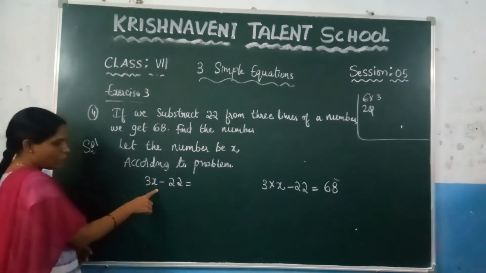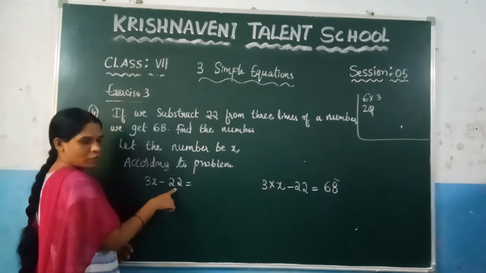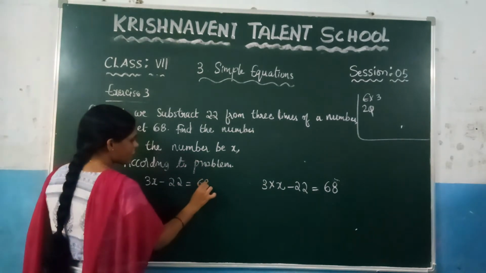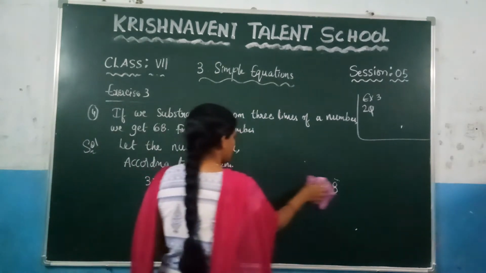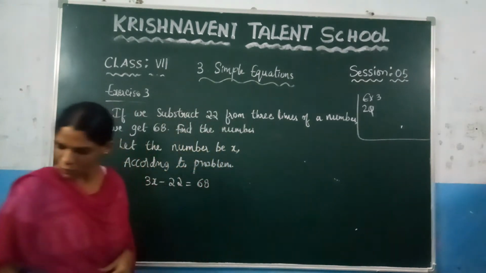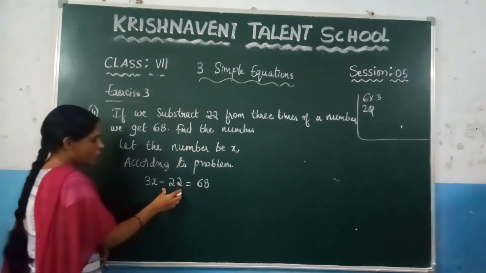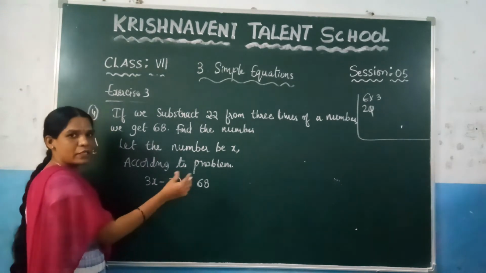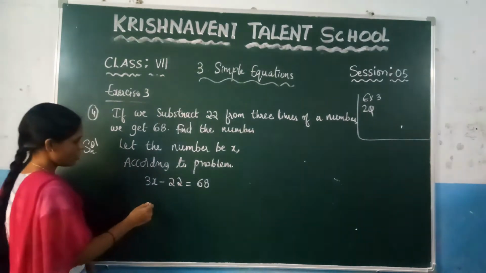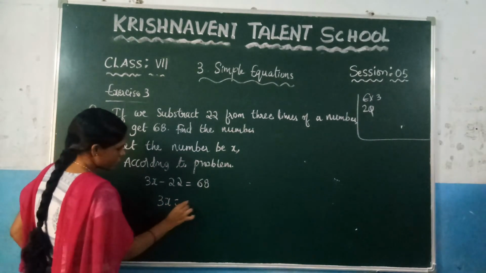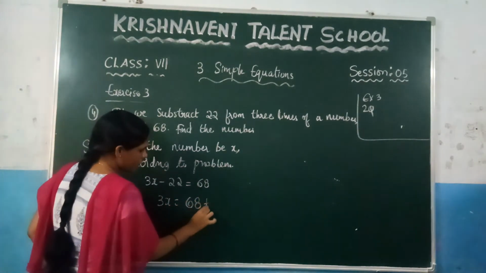3 times of a number, if you are subtracting 22, you are getting the result as 68. Now you need to solve this simple equation. Now here minus 22 is there. If you take this minus 22 to the right hand side, what will it become? It will become plus 22. So write it here, 3x is equal to 68 plus 22.